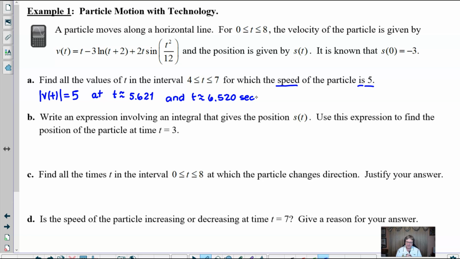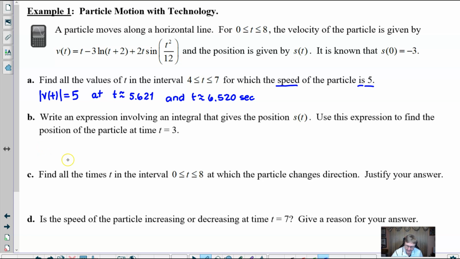Part B, write the expression involving an integral that gives the position s of t, and use this expression to find the position of the particle at time 3. This is a really neat application of some of the things that you learned in Unit 6.